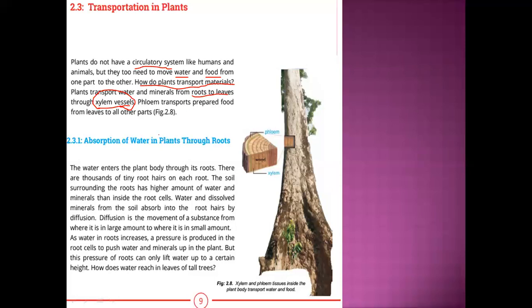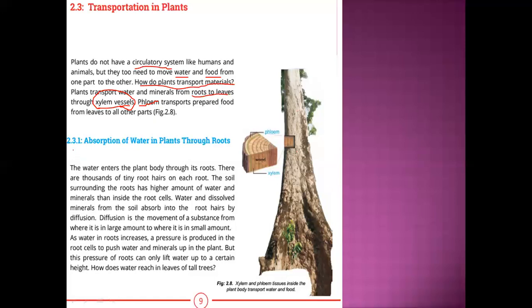Phloem transports prepared food from leaves to all other parts. Phloem. It transports what? Prepared food. So where is the food prepared? Definitely in the leaves. So plants transport prepared food from the leaf to the other parts of the plant and in all directions.